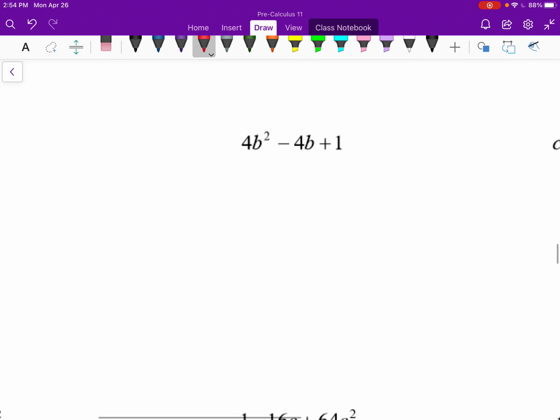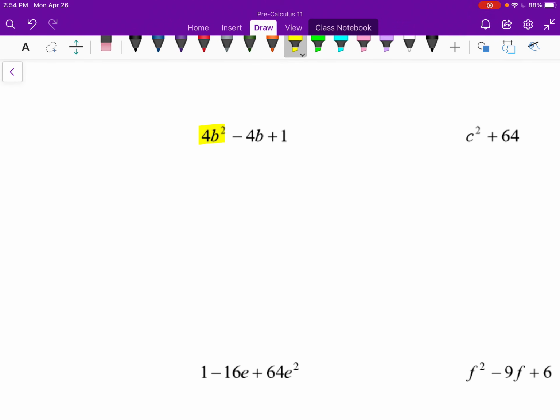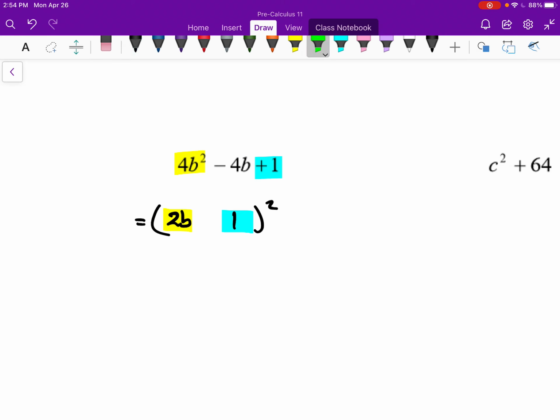Let me look at this one. Is this a perfect square? Well, again, it looks promising at first. 4b squared is the same as 2b times 2b. And 1, positive 1, is the same as 1 times 1. So now I have to start paying attention to the middle term. So I do see there's a minus here. So if this is a perfect square, that has to be a minus there.